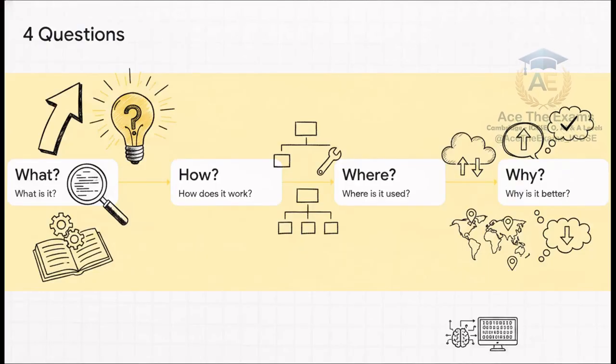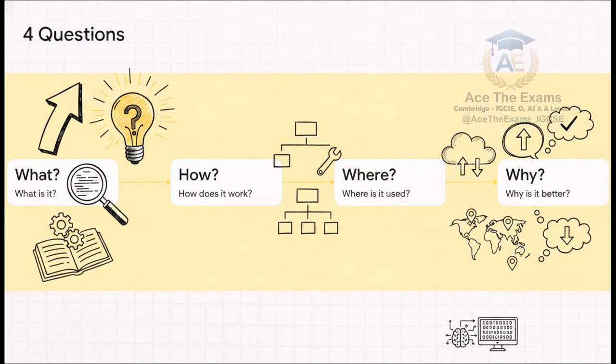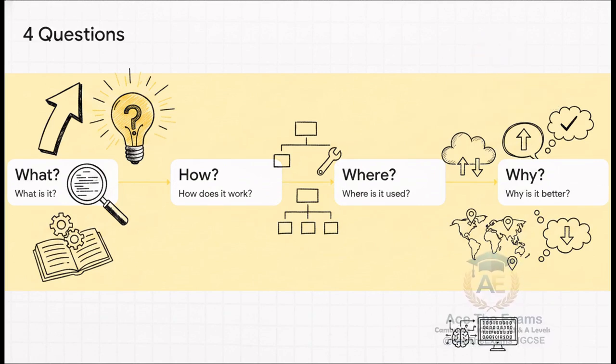So the crucial point is this. Before we wrap up this explainer, I want to give you a practical tool you can use for literally any syllabus topic. It's a 4-step self-check. Number 1, what is it? Number 2, how does it work? Number 3, where is it used? And number 4, why is it better or worse than an alternative in that specific situation?